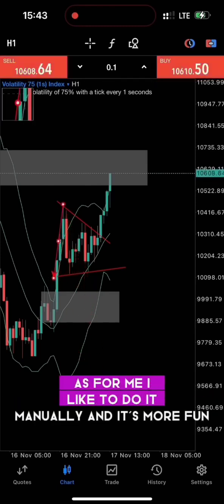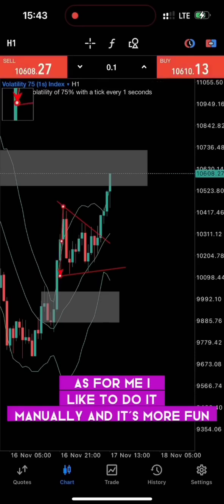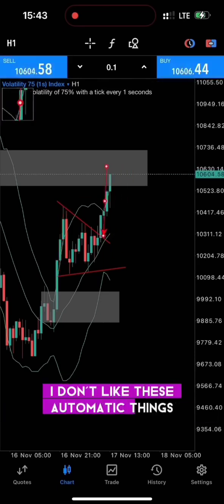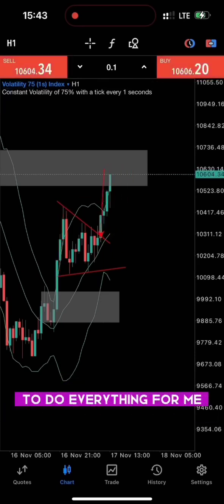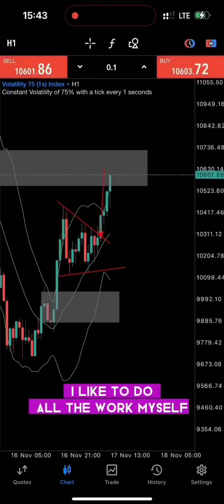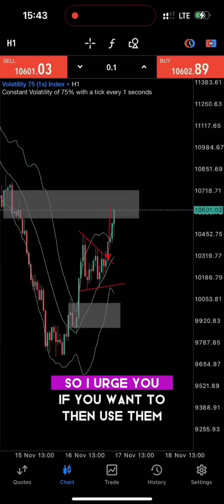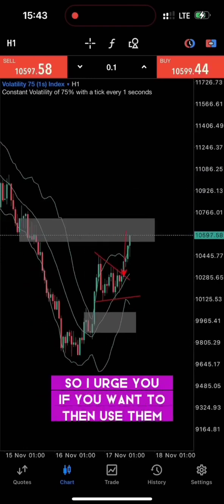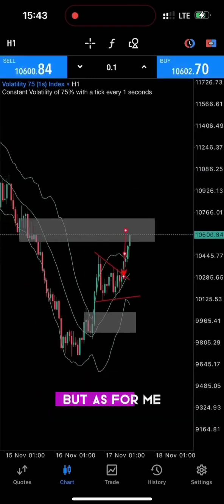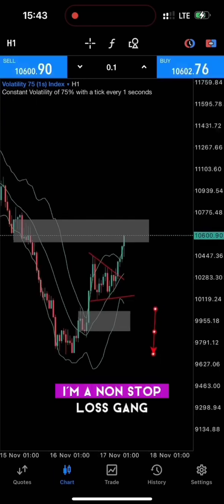As for me, I like to do it manually and it's more fun. I don't like these automatic things to do everything for me. I like to do all the work myself. So I urge you, if you want to, then use them. They are good. But as for me, I'm in the no stop loss gang.